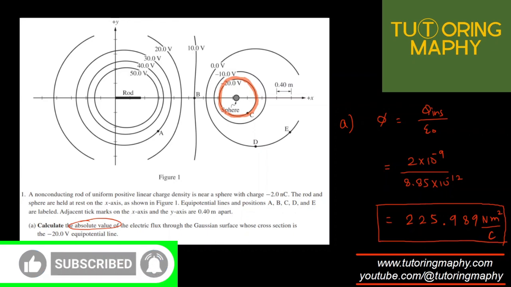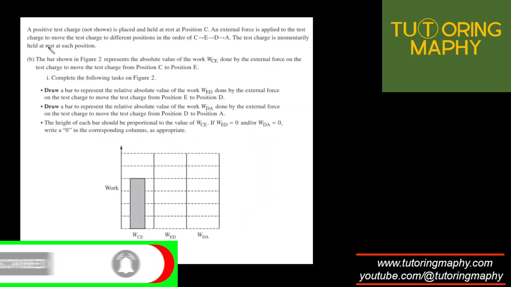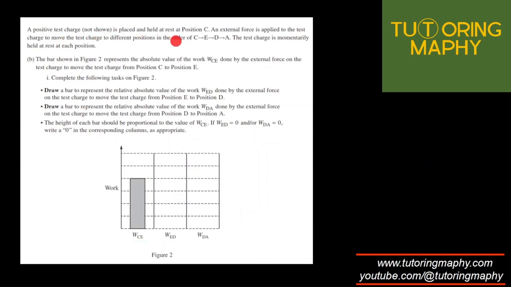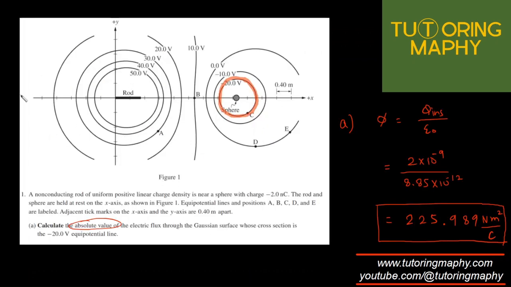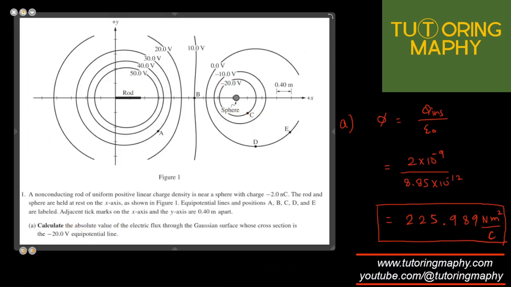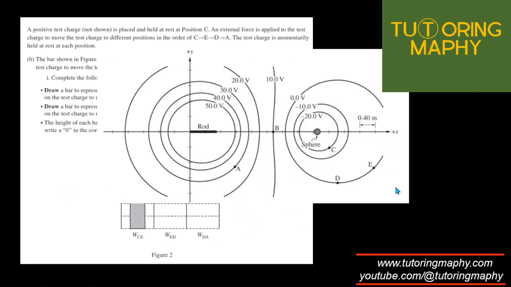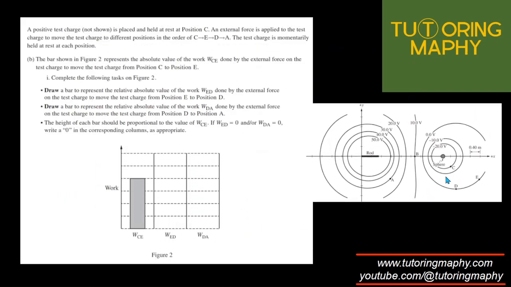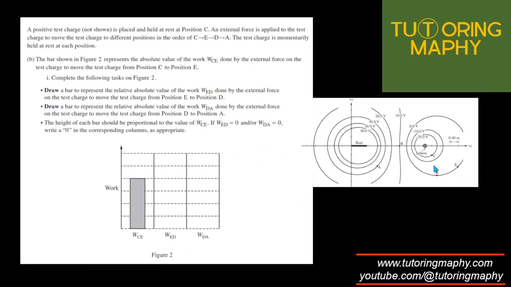Okay, let's move on to the next one. Now, a positive charge not shown is placed and held at rest at position C. An external force is applied to the test charge to move the test charge to different positions in order of C, E, D, A. The test charge is momentarily held at rest at each position. So I think I'm going to need this figure once again. Let me borrow this from here. Okay, I'm going to shrink it down a little bit. Okay, I think that will work.